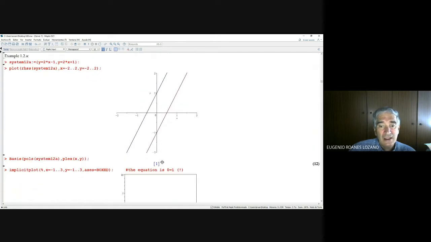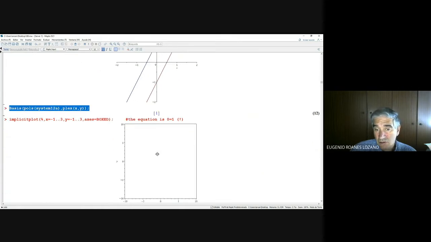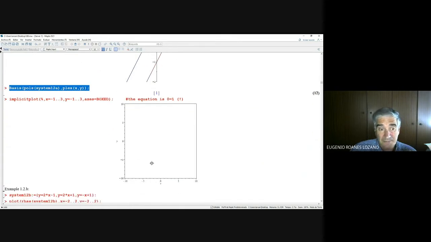It could happen that the system had no solution. One possibility in the two-dimensional linear case is that we have two parallel lines. In this case, there's no point lying at the same time on both lines. So what we get as the Gröbner basis of the polynomial linear system is 1. That is, the system is equivalent to the equation 0 equals 1, that obviously has no solution. If we try to plot it, we obtain the empty set.